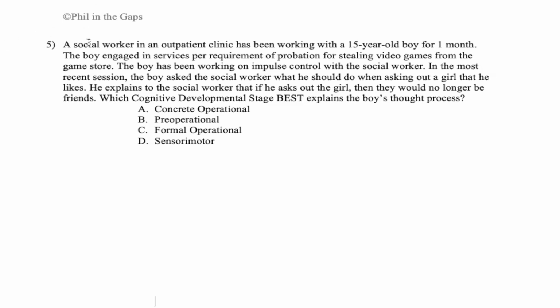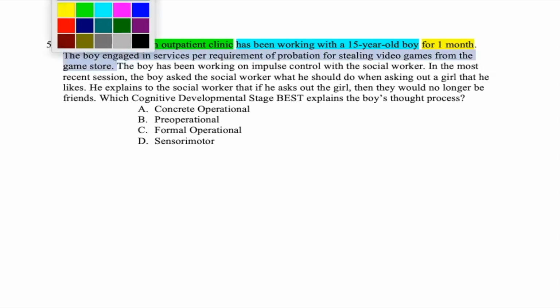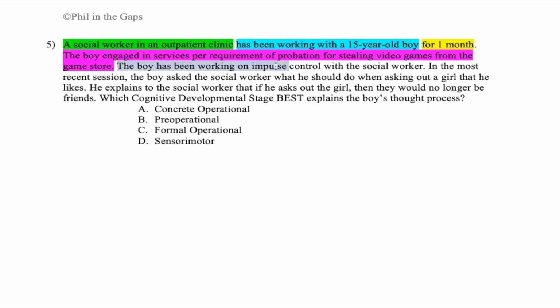Social worker, outpatient clinic. That's who we are, and where we are working with a 15-year-old boy. That is our client for 1 month. And you like the time, hop on top of it because it paints the picture of what we're looking at. The boy engaged in services per requirement of probation for stealing video games from the game store. So that's what brought him in 1 month ago. The boy's been working on impulse control with the social worker, so that has been his treatment goal.